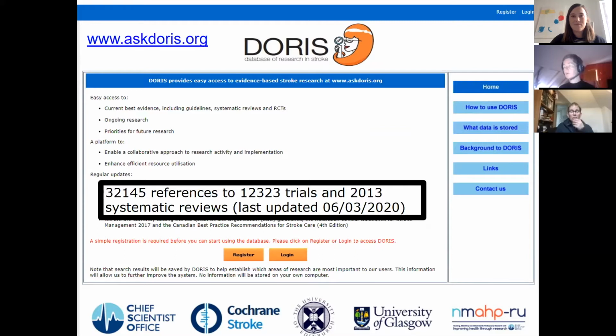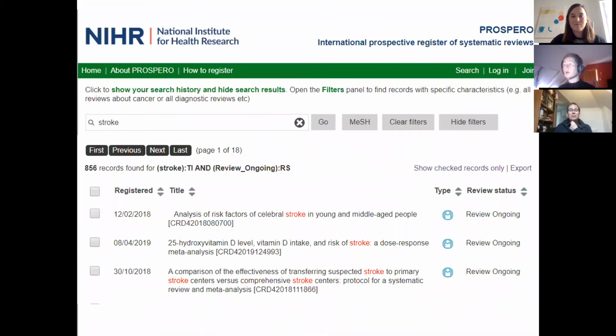Also within DORIS, you'll find the protocols to Cochrane reviews, so you can check whether there are any ongoing Cochrane reviews. If you want to check if there are ongoing other types of systematic reviews, a really good place to look is Prospero, which is an international register of systematic reviews. I just did a quick search of titles looking for the word stroke, and you can see on the screen there I found 856 records of ongoing systematic reviews to do with stroke. So really important to check these and check that somebody else isn't answering the question that you have.